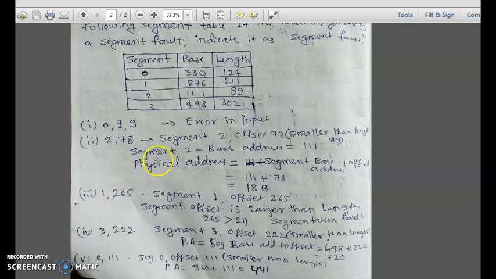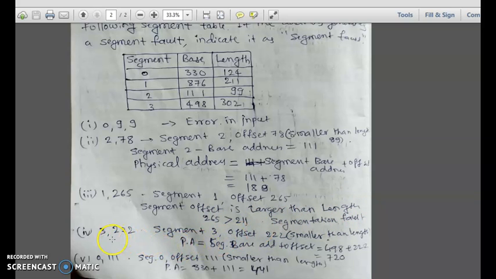Then regarding 1, 265, segment 1 offset is 265. Now if you refer to segment number 1 here, the length is 211. That is, the maximum offset available is 211. But here the offset given is 265. Therefore, the segment offset is larger than the length, that is, 265 is greater than 211. Then it is a segmentation fault.